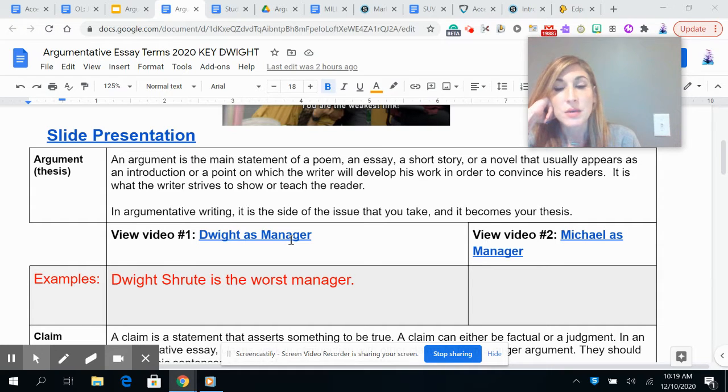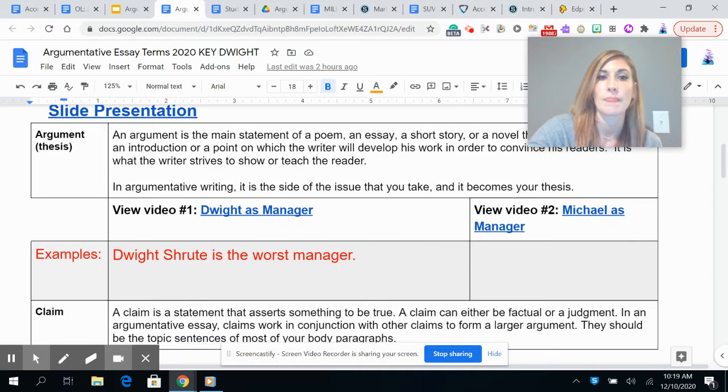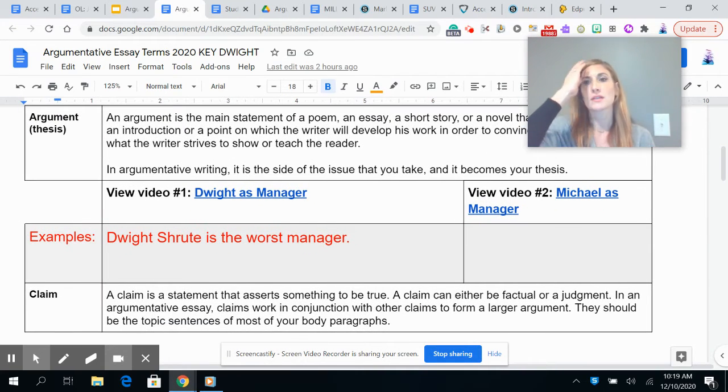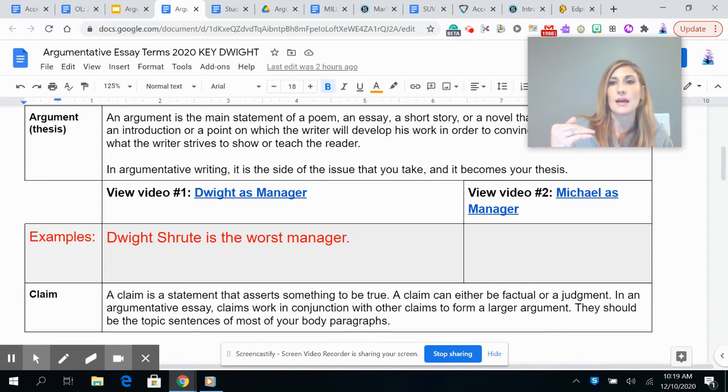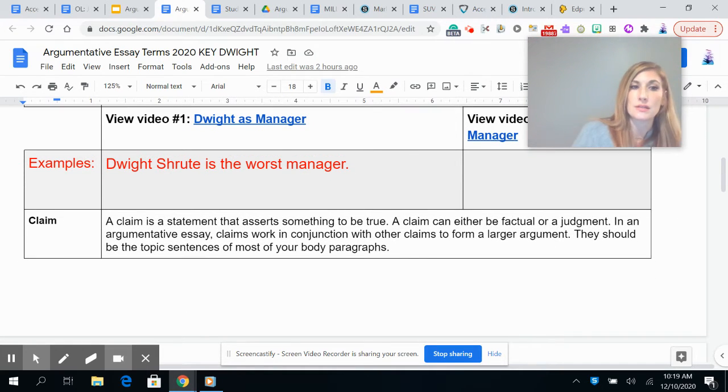In argumentative writing, especially like an argumentative essay, it's the side that you take, the position that you take, and it's going to be your thesis statement. So our example here would be Dwight Schrute is the worst manager. Right? That's going to be what I'm going to argue. The other side's going to argue that Michael is the worst manager. So this would be the thesis statement in my essay. So it would be the last sentence in the introduction. Well, now I have to give reasons.